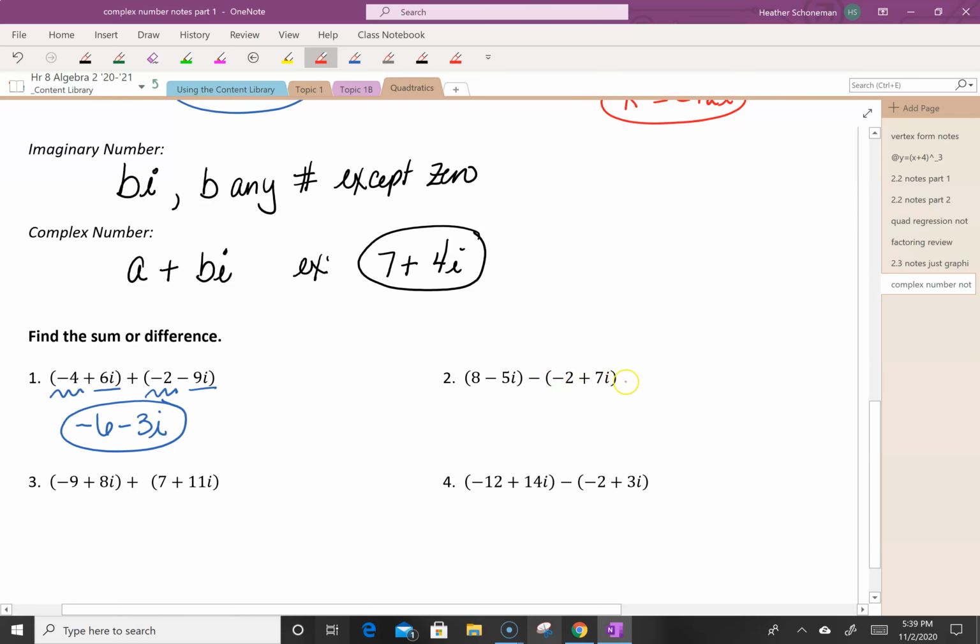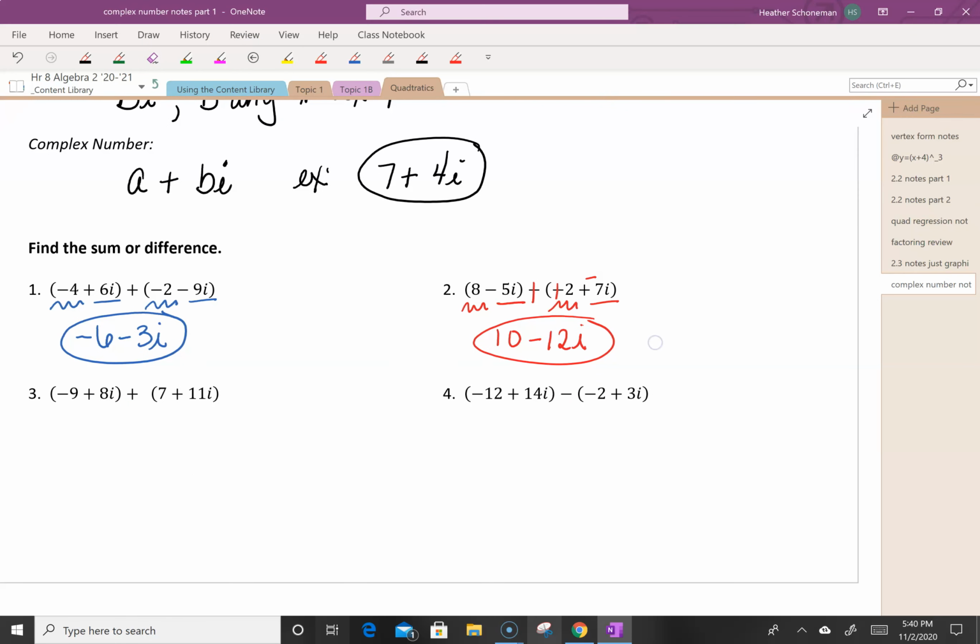Now on 2, because it's a minus, we got to be more careful because I'm really not just subtracting the first term, I'm subtracting everything in the parentheses. So I'm going to change the minus to a plus, and then I'm going to change the sign of everything in the parentheses. Now that I've done that, now I can combine like terms. So I have 8 and 2, which is 10, and -5i and -7i would give me -12i, and that's my answer.